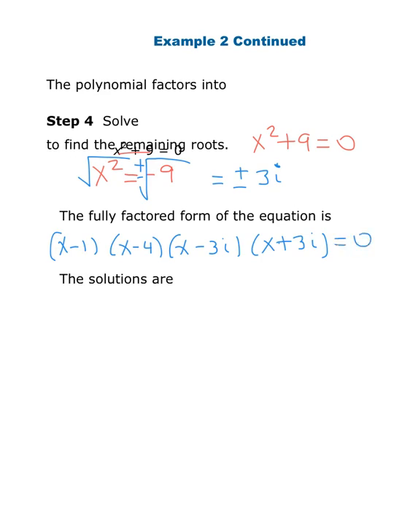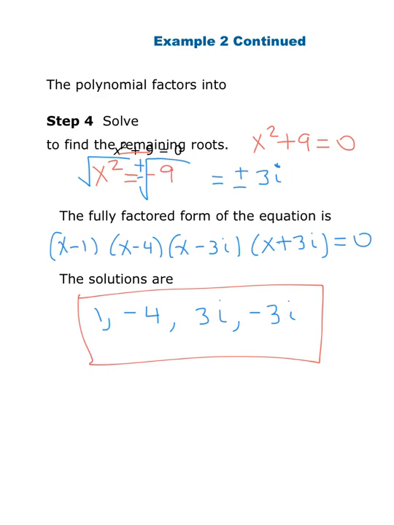That's the fully factored form, and the solutions are 1, negative 4, 3i, and negative 3i. And see, this corresponds to the degree 1, 2, 3, 4. So we have 4 solutions. So that's how we can solve that polynomial. Okay, let's move on.